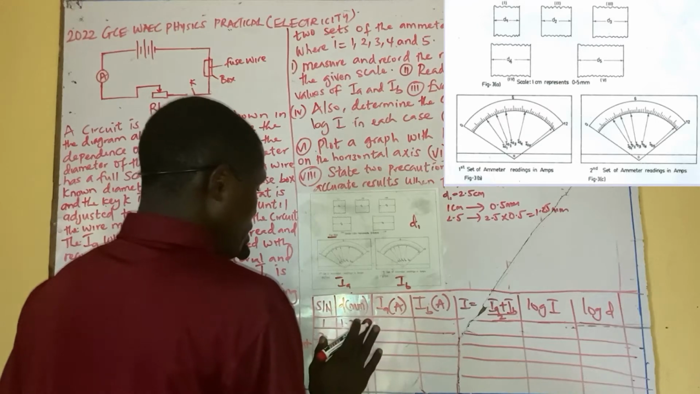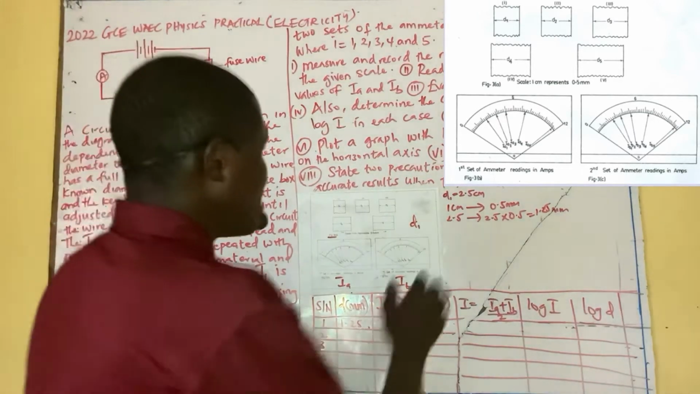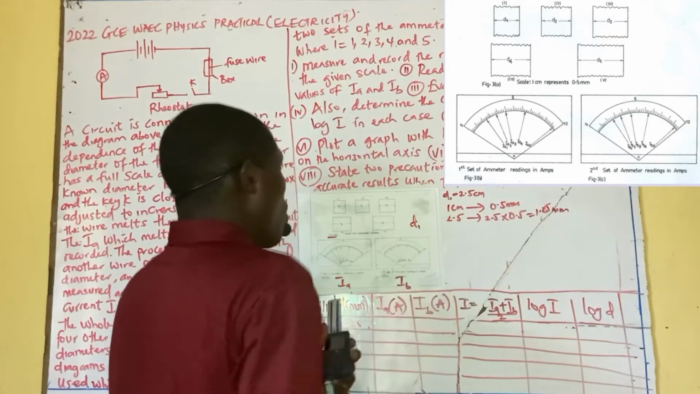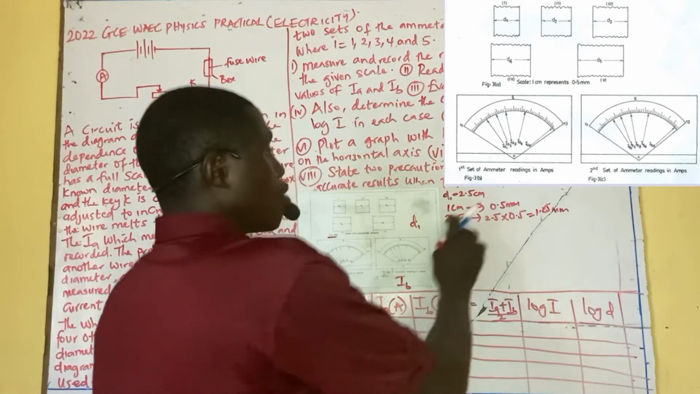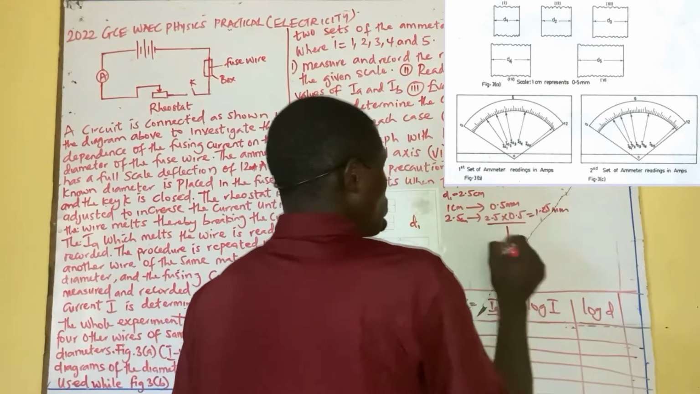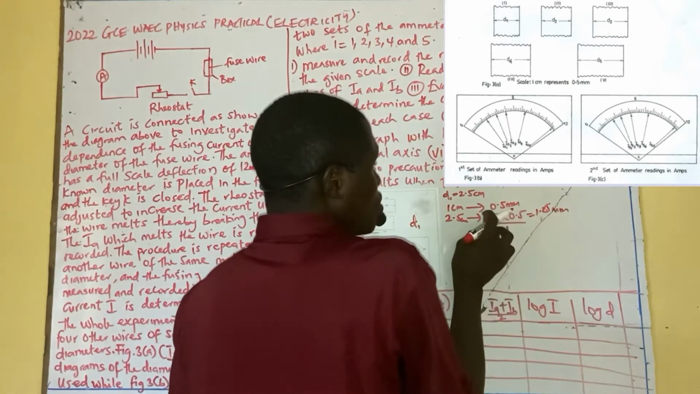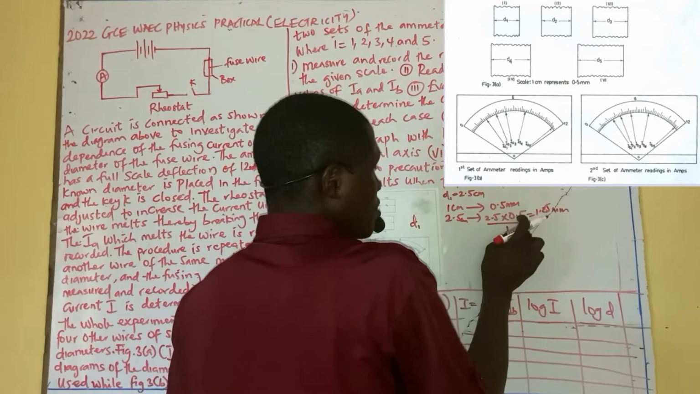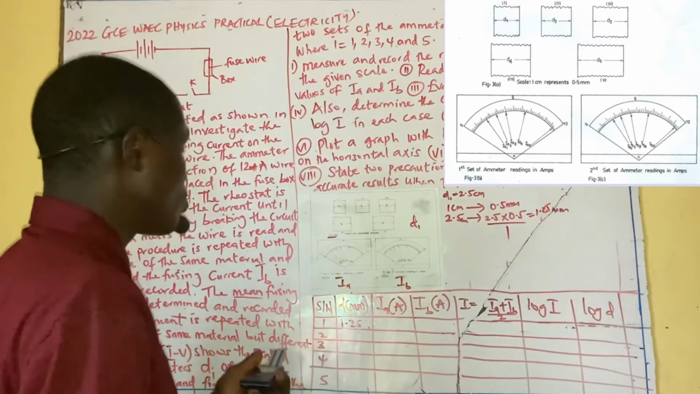You have already put the millimeter on the top, so there is no need to repeat it here. So 1 centimeter represents 0.5 millimeter. What about the 2.5 centimeter that you measure? You cross multiply: 2.5 times 0.5 divided by 1. Because this is 1, I don't divide by it, as 2.5 times 0.5 divided by 1 will still give you 1.25. So the next one is what?